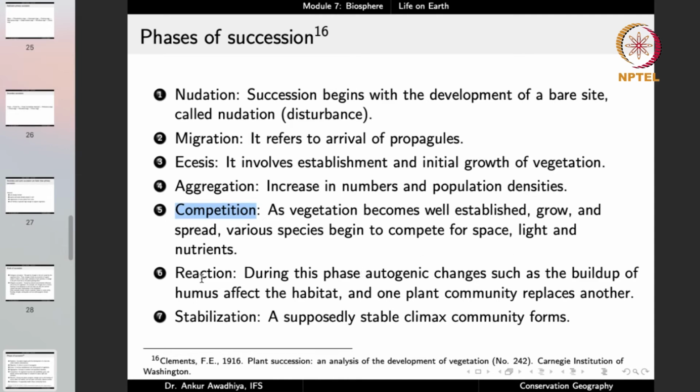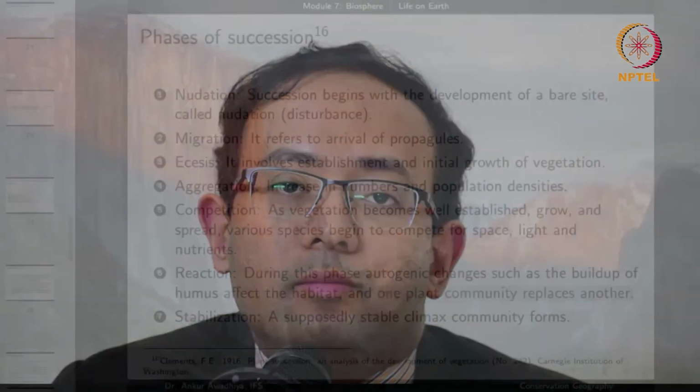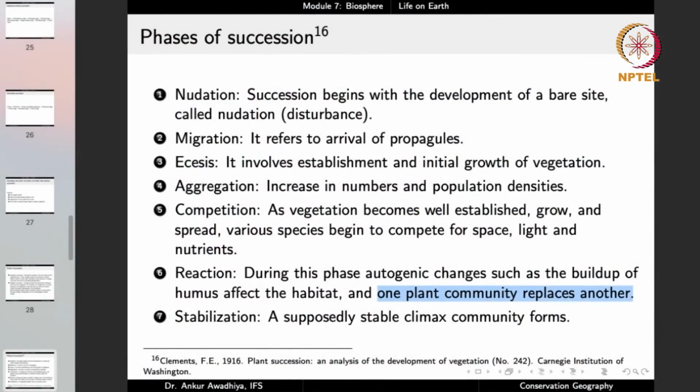Once you have competition, this will be followed by reaction. During this phase, autogenic changes such as buildup of humus affect the habitat and one plant community replaces another. Now it replaces another because, due to competition, the older community is less efficient than the newer community. Now the newer community, which is more efficient, will displace the older community. And this process is known as reaction. And this will continue until the process of stabilization, which is the formation of a stable climax community.